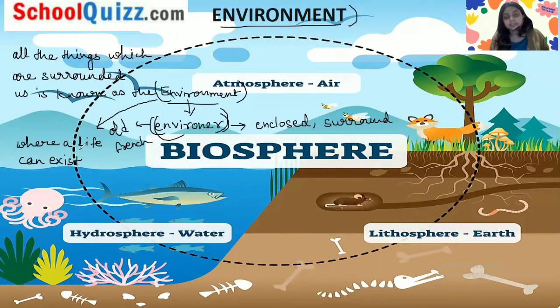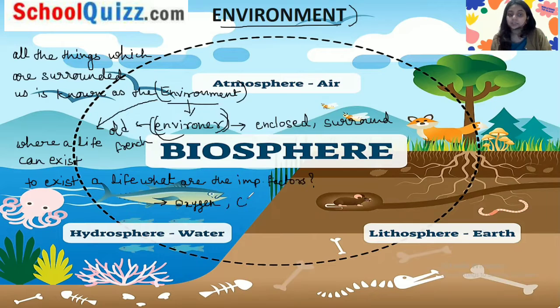So tell me, to exist alive, what are the most important factors you know? Just pause the video and think. Okay. You will say oxygen first, for breathing, and you can also say CO2 for plants, so they can prepare their food. Next you will say, ma'am, water. Water is also important. That's correct. And next you will say food. Food is also important.